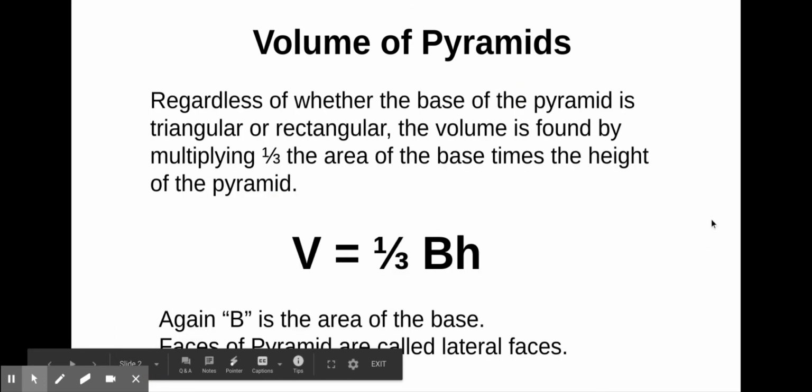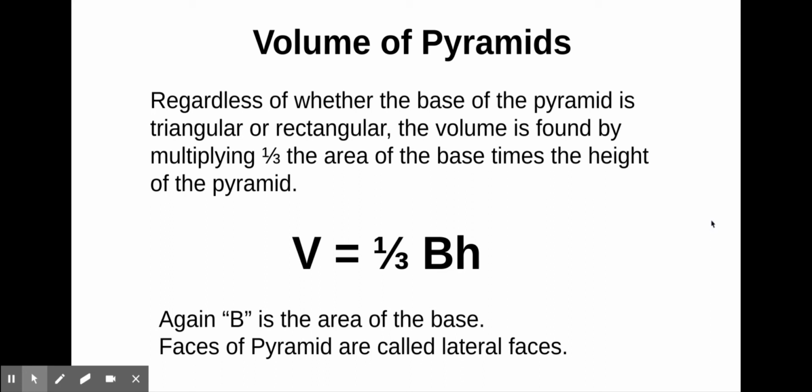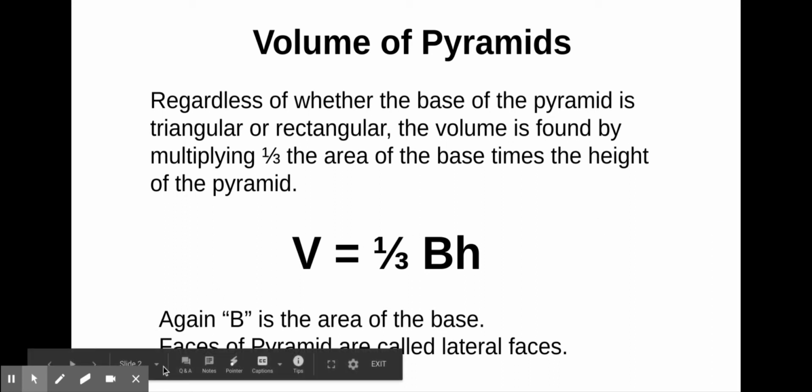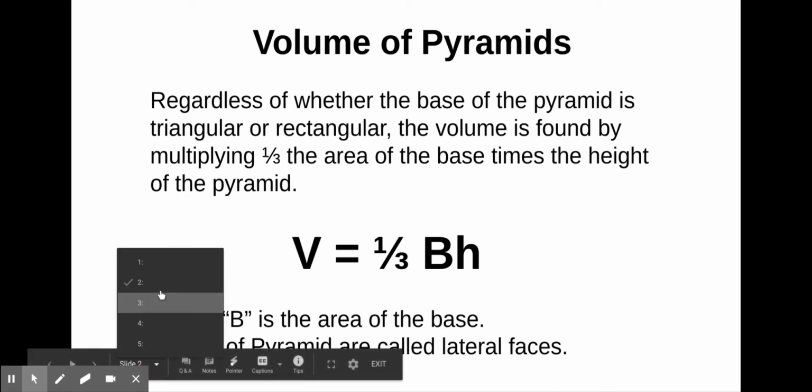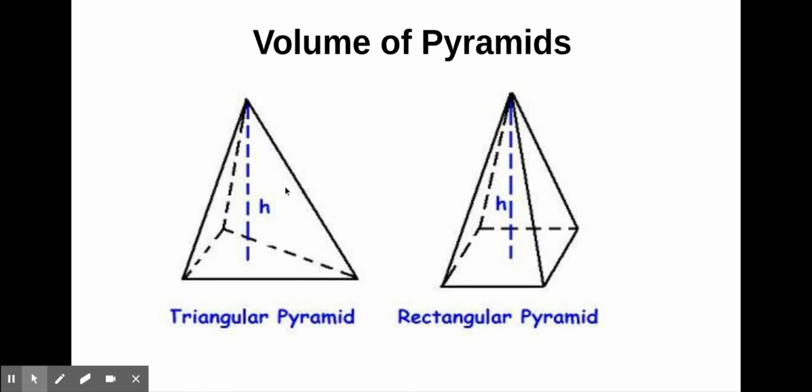All right, now when we're trying to figure out volume, it's pretty much 1/3 big B, which is the area of that base, times the height. No matter what type of pyramid you have, this is what you've got. So big B is the area of that base. And the faces of the pyramid are called lateral faces. So if we look here, here's one. This face, this face, this face would be lateral faces. This has 4 lateral faces, this has 3 lateral faces.